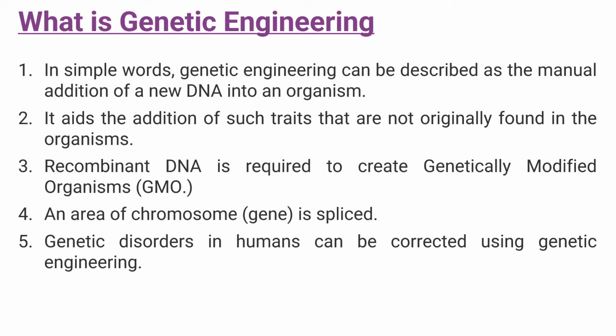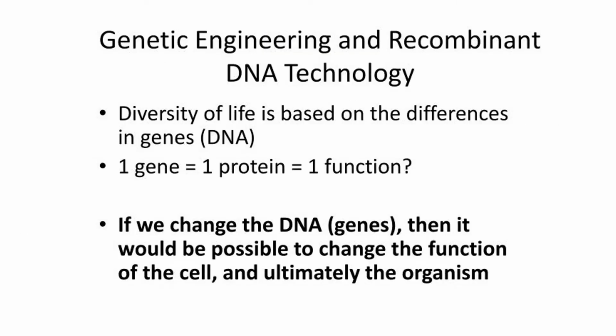Then genetic disorders in humans can be corrected using genetic engineering. So this technology can be used for correction of genetic disorders in humans, then for crop improvement programs, and for artificially producing certain proteins and certain molecules using microorganisms. In all these technologies, we can make use of genetic engineering. So in more detail, we will learn how this can be done. Now, genetic engineering and recombinant DNA technology are analogous terms.